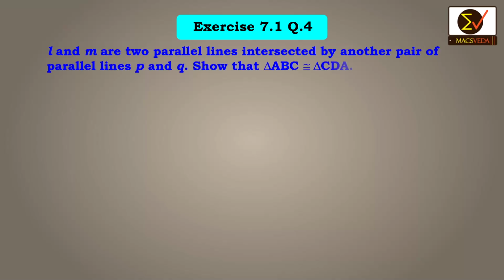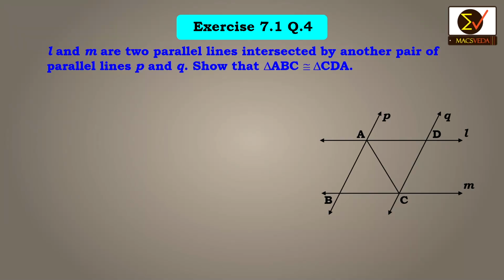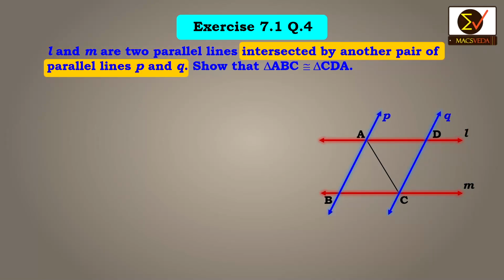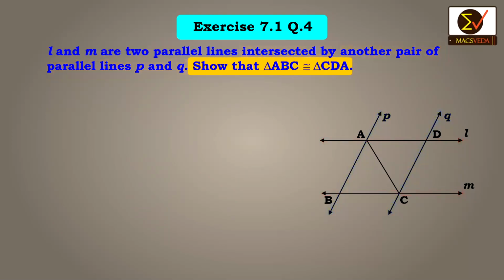Question number 4. L and M are two parallel lines intersected by another pair of parallel lines P and Q. Show that triangle ABC and triangle CDA are congruent. L and M are two parallel lines. They are intersected by another pair of parallel lines P and Q. So, P and Q are also parallel lines which are intersecting the original pair of parallel lines L and M. We have to show triangle ABC is congruent to triangle CDA. Now, here L and M are two parallel lines, and this AC is the transversal.